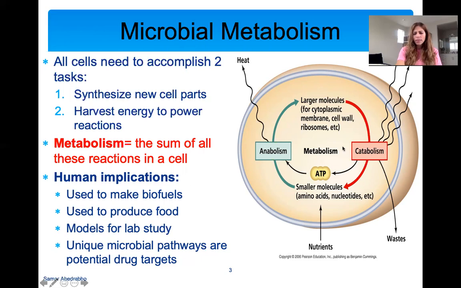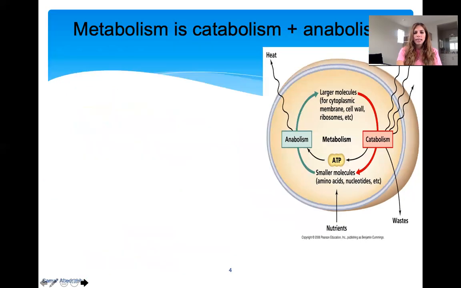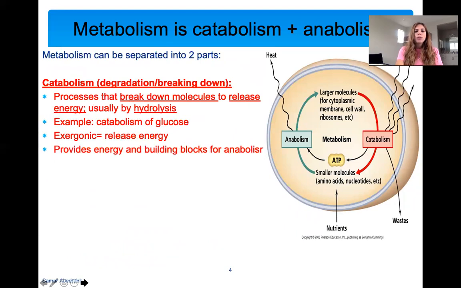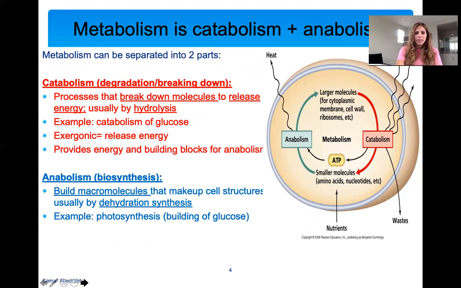Again, metabolism is the sum of all chemical reactions. So it includes anabolism and catabolism. Anabolism means building molecules, so building cell components. Catabolism is breaking them down to release energy, which is ATP. So metabolism is separated into two parts, catabolism and anabolism. Catabolism is when we degrade or break down large molecules to release energy.